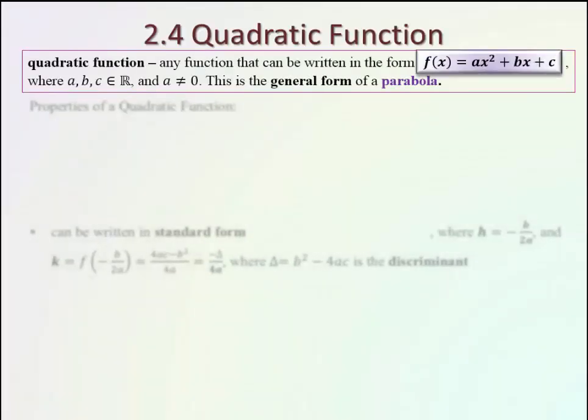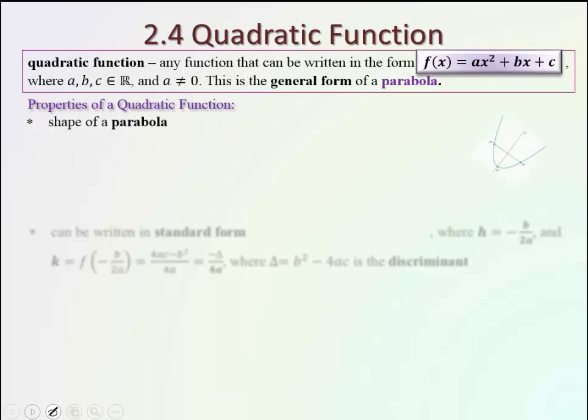In this lesson, we'll review quadratic functions. A quadratic function is any function that can be written in the form of a quadratic trinomial ax squared plus bx plus c, where a, b, c are real numbers with the leading coefficient different than 0. The graph of a function like this is called a parabola.